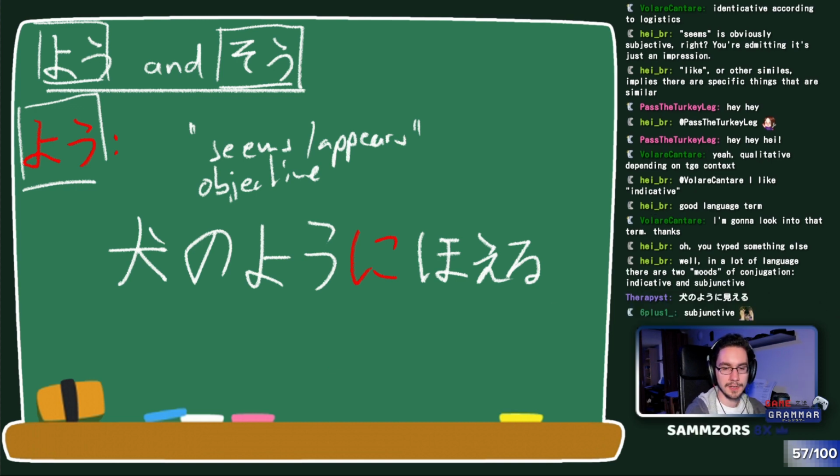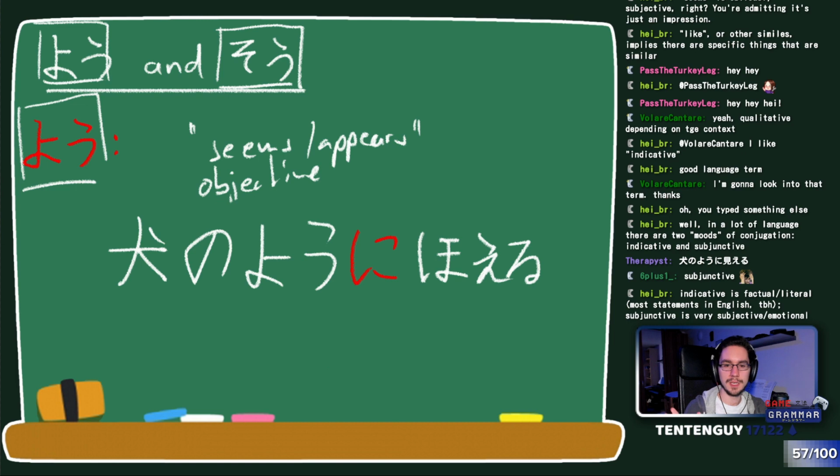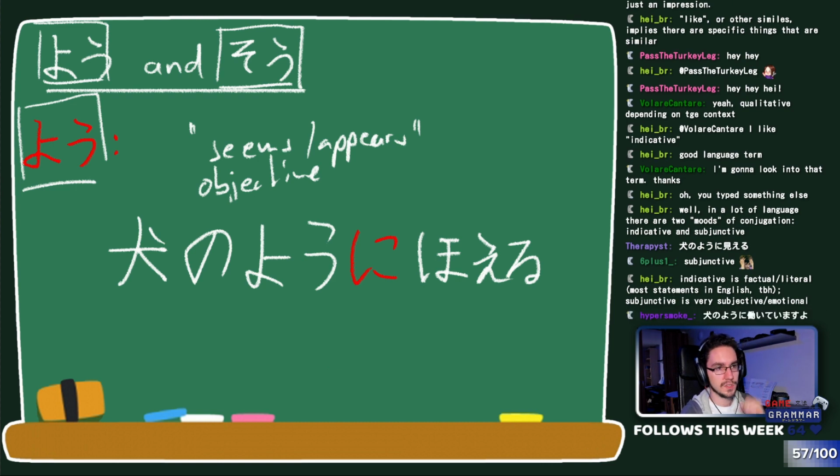Inu no yo ni mieru. Yeah, and the yo ni mieru is also something that you'll see a lot, because inu no yo, like a dog, ni mieru, it appears that way to me. We use inu no yo ni adverbially with mieru. So we're describing the way we are seeing it by saying it's like a dog. So it looks like a dog to me. Inu no yo ni mieru. So there you go. That is that.